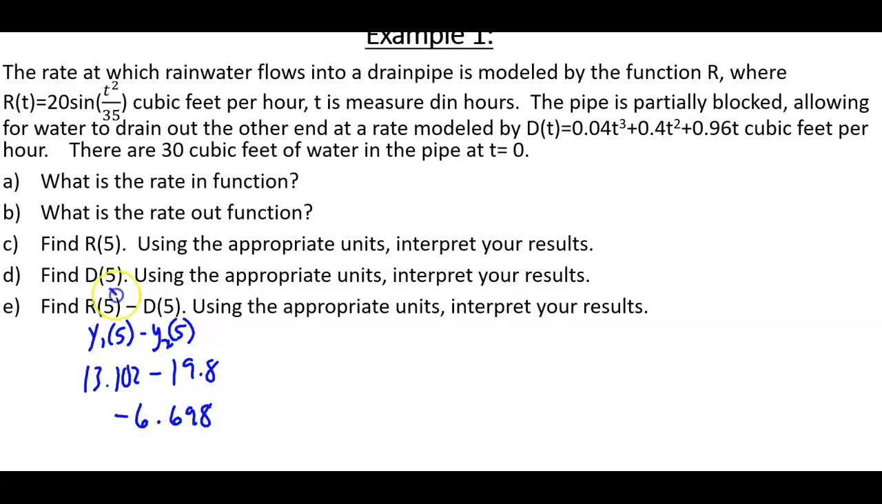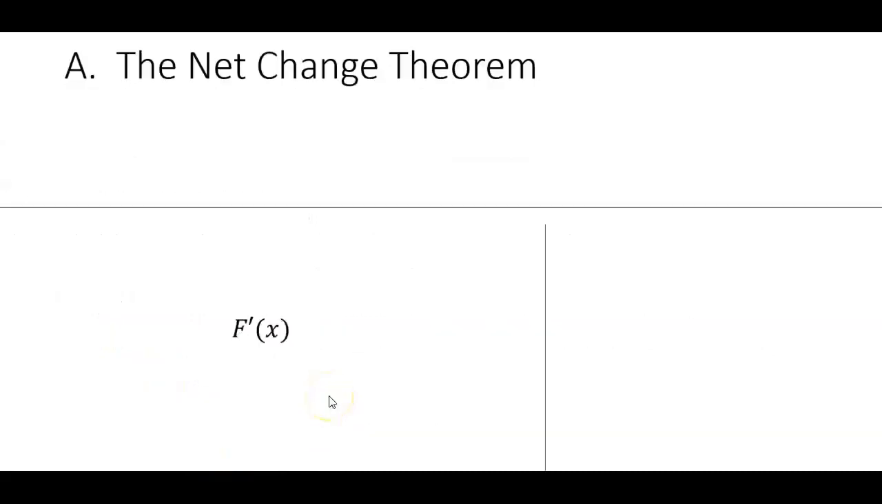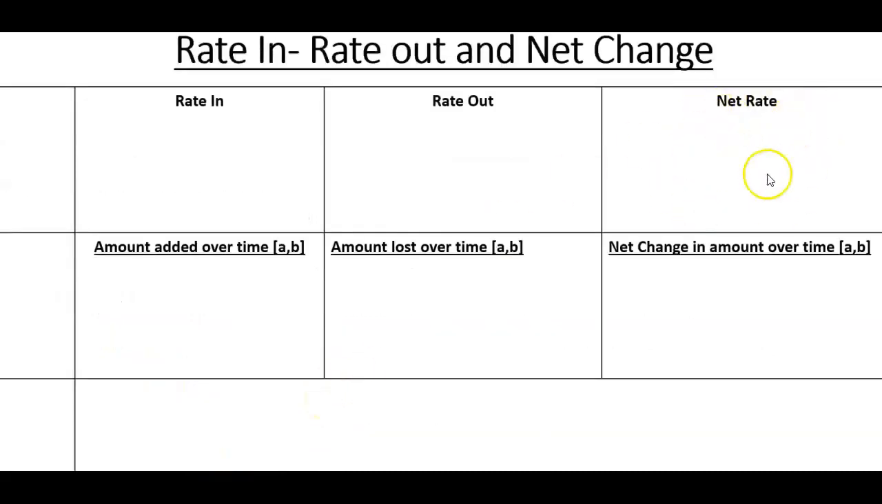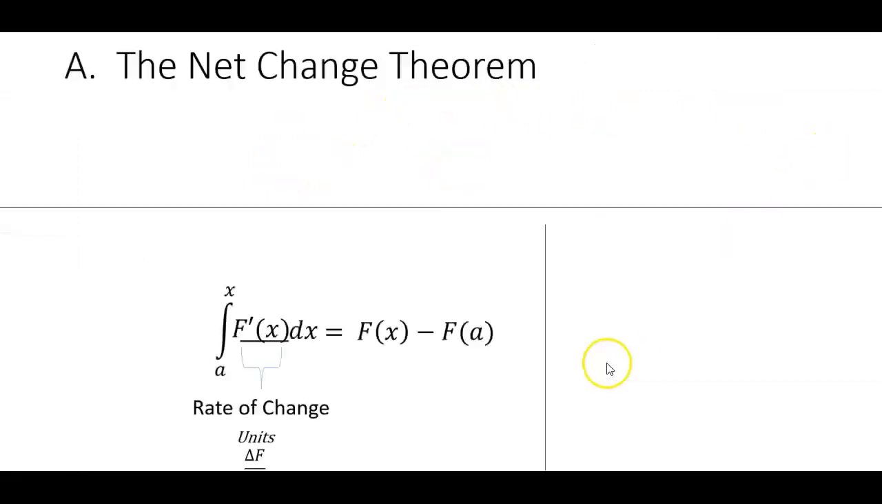Now for this, you're going to want to remember what that is. Whenever you take your input rate and you subtract from it your output rate, what you get is your net rate of change. And if you forgot that, then all you need to do is just go back to this chart right here, and it was the answer that we had right here. If you take your rate in and your rate out and subtract them, you get your net rate.